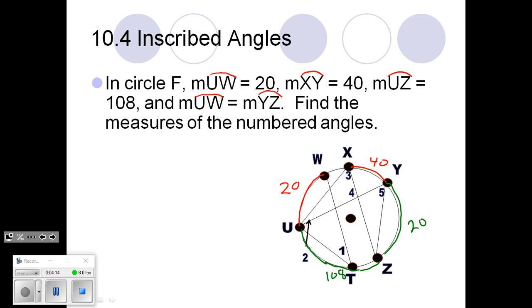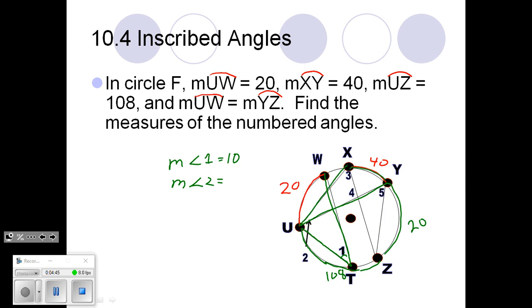Okay, so let's go in order. Angle 1. As you do this, follow the sides of the angle to the arc. So this arc is 20, so what's the angle? It's going to be half of that. So the measurement of angle 1 is just going to be 10. What about the measurement of angle 2? Well, follow its sides.